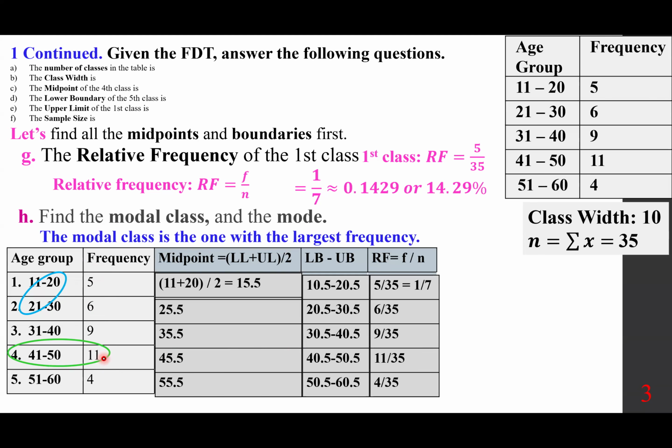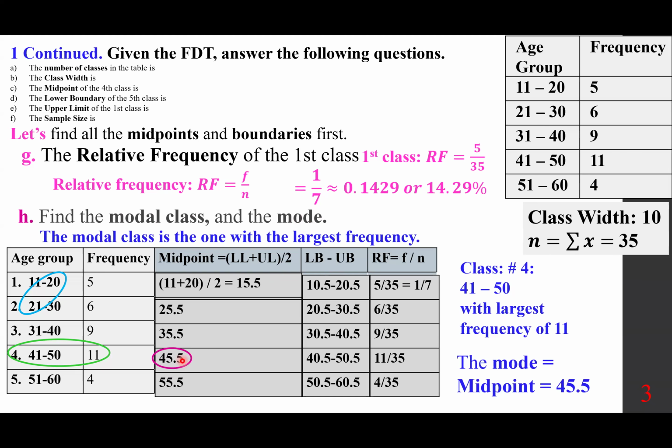So class number 4, from 41 to 50, with the largest frequency of 11. So that's the modal class, everybody. What is the mode? It's the midpoint. The mode is the midpoint of that class, which is 45.5.